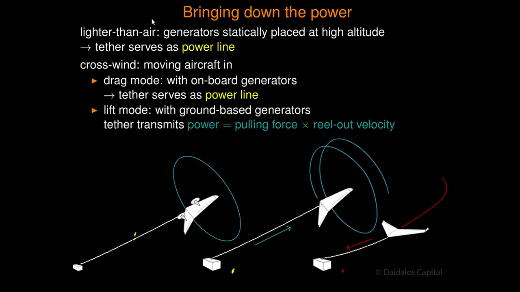And the second strategy is using the so-called lift mode. Here you have ground-based generators, and the tether itself transmits the power. There are no power lines in the tether. You use that the power is given by the pulling force times the reel-out velocity of the tether. So you circulate in some patterns with your aircraft, and you use the lift force acting on the aircraft to unreel this tether from a drum. At the drum on the base station, there's a generator attached, which helps you to transform the energy into electrical energy. And of course, at some point the tether is maximally reeled out, and then you have to go to a reel-in phase, where with minimal energy you reel in the tether again and start this phase periodically again.